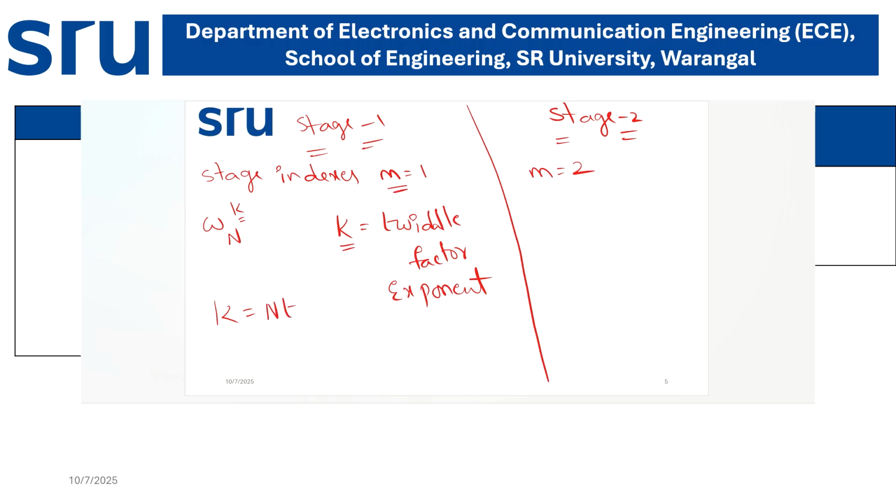The formula for finding the twiddle factor exponent is n into t by 2 power m, where n is the length of the sequence, small m is the stage index depending upon stage 1, stage 2 and so on, and t also depends upon the stage index. The starting value of t is 0, 1 and so on, up to 2 power m minus 1 minus 1. Similarly for stage 2 also.